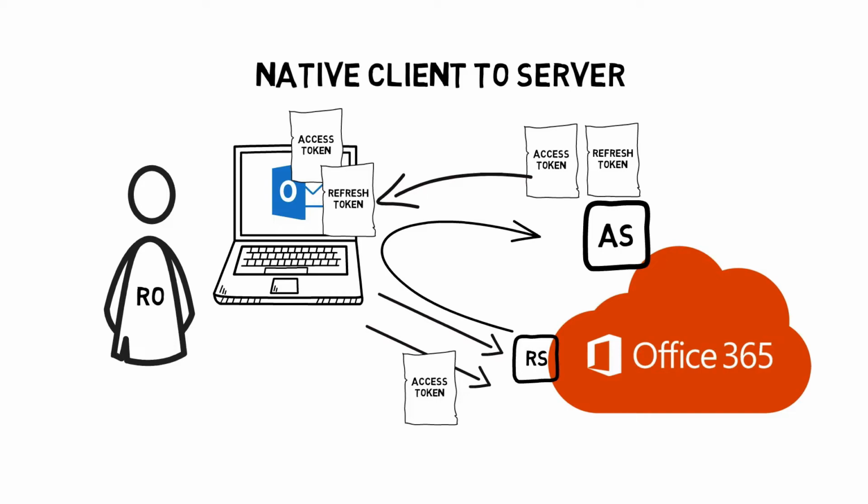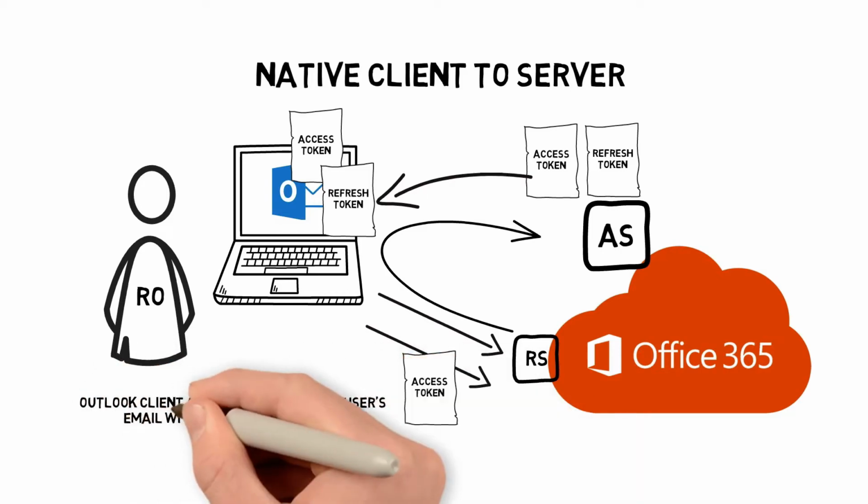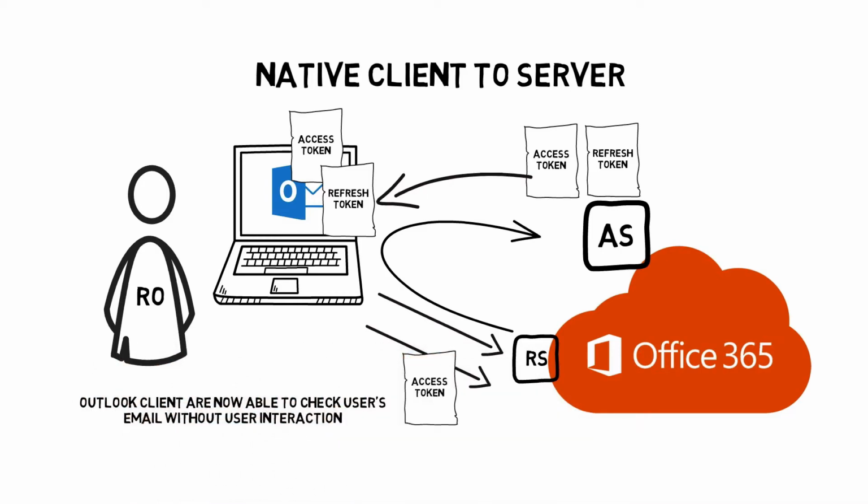With the access token, the Outlook client can now check emails and perform other tasks on behalf of the user, without the user having to type in their credentials all the time. The user has delegated authority to the Outlook client. The credentials are not stored in the client, and let's say the laptop gets stolen. The user or an admin could revoke the client's tokens within Office 365, blocking future access.